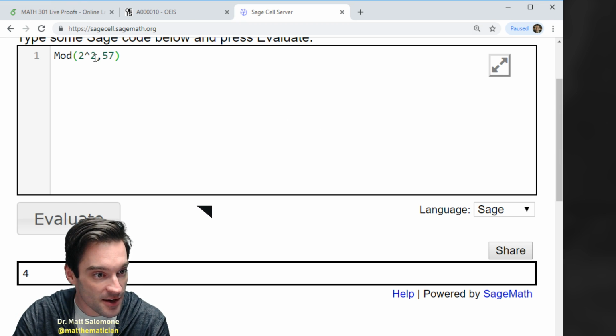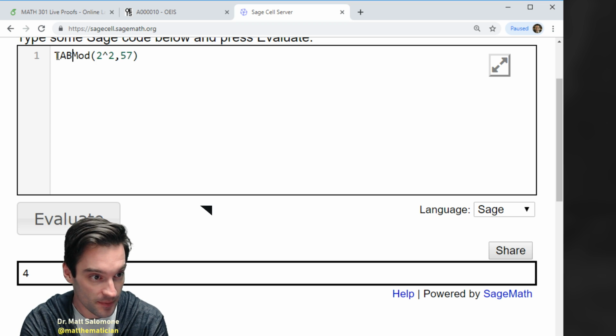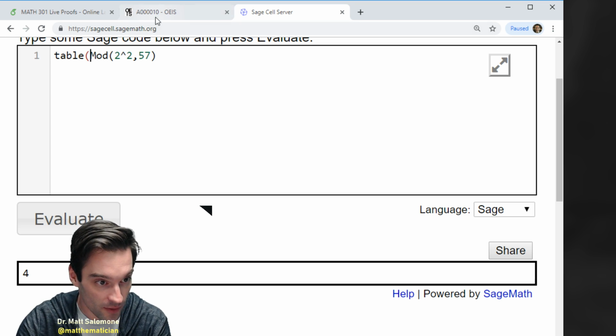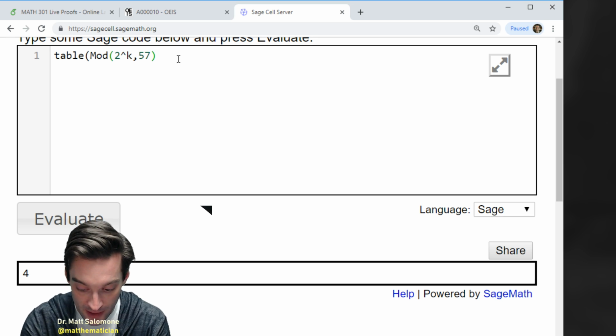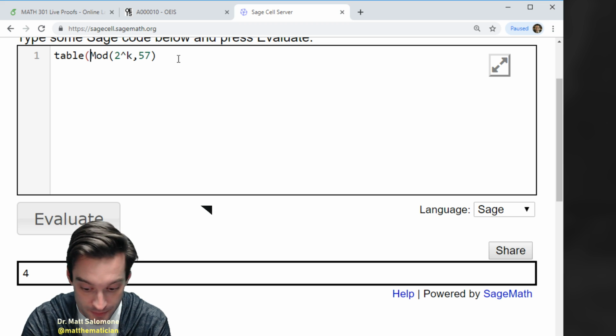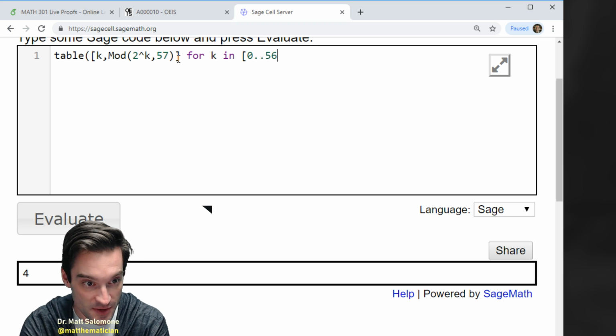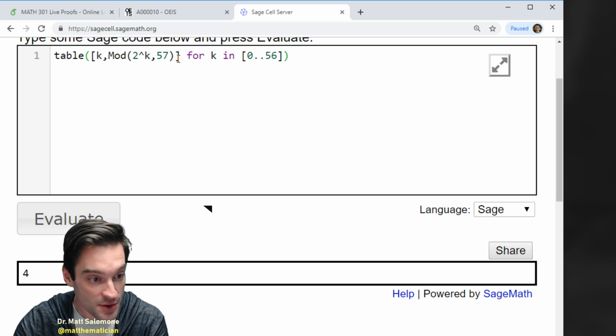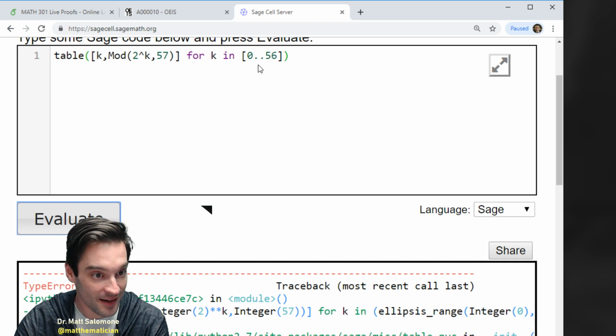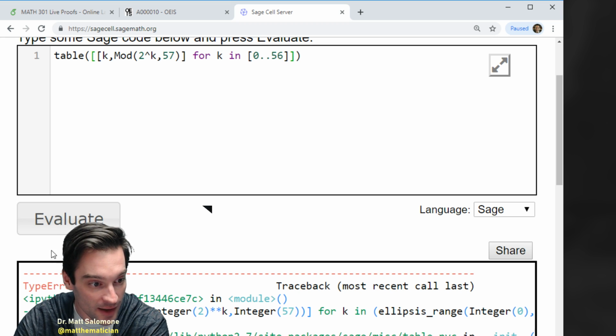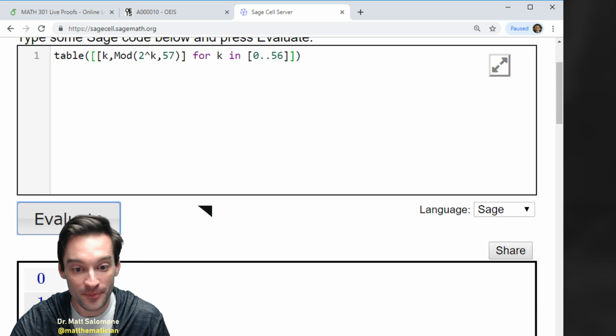All right, so let's see if we can get Sage to do a whole list of these. So a table of 2 to the k mod 57. And I want to list these: the kth power, 2 to the k mod 57, for k in, let's say, 0 to 56. So I want the first 56 powers of 2 taken mod 57. And again, I'm screwing up my syntax. I think what I need here is one more pair of brackets. Yes, here we go. Perfect.